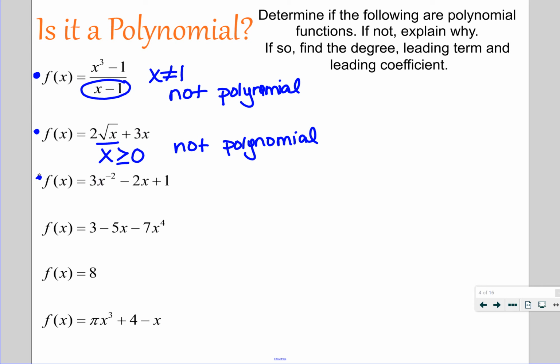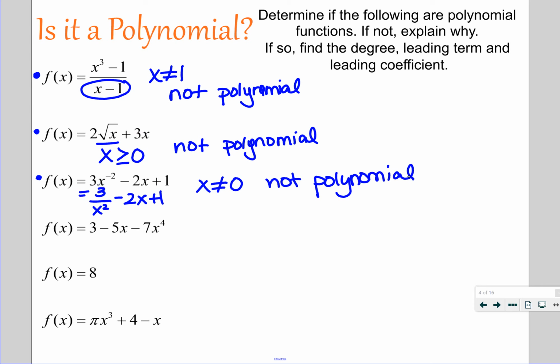In the third one, we have a negative exponent. Not necessarily bad, but remember what a negative exponent means. If I want to make that exponent positive, I move the variable to the denominator. And now you can see where we would end up with a domain restriction. X cannot equal 0. So it is not a polynomial. In addition, part of the definition of polynomial a couple pages ago said that my n's, my powers, must be non-negative integers. So you could also say it's not a polynomial because you have an exponent that is a negative integer.